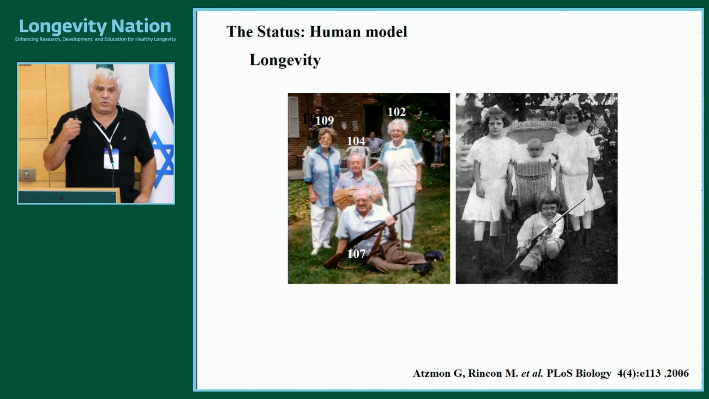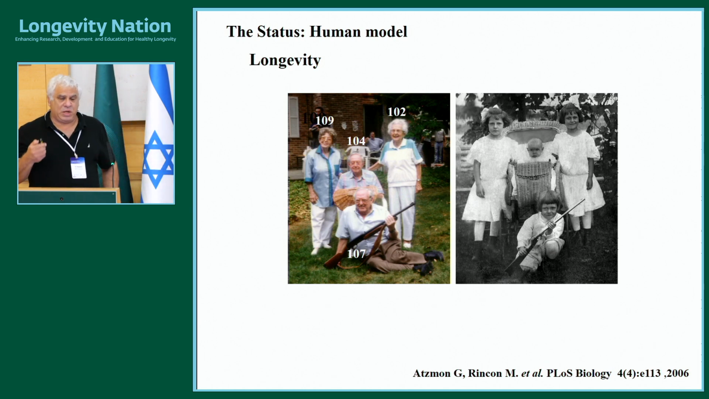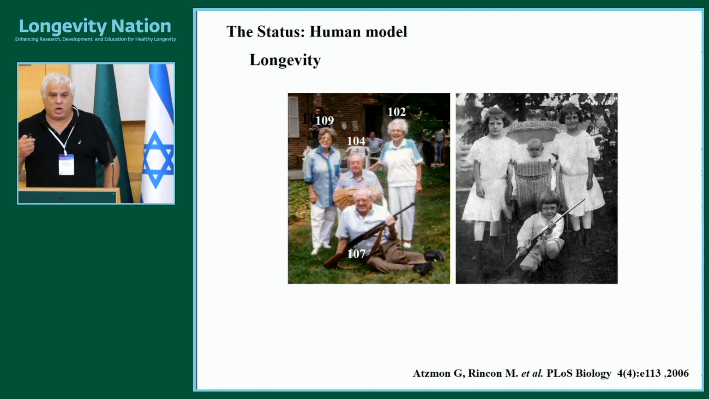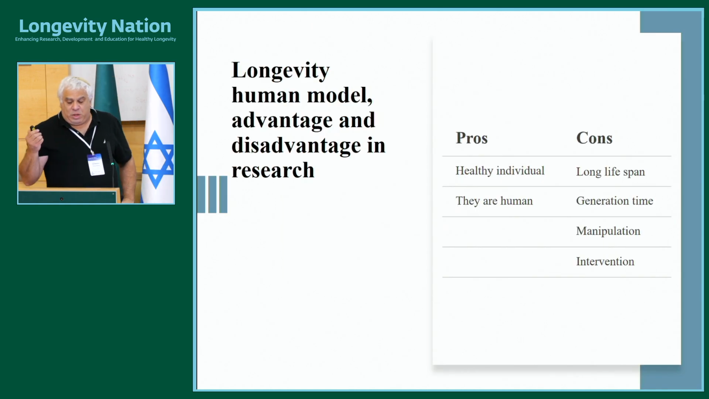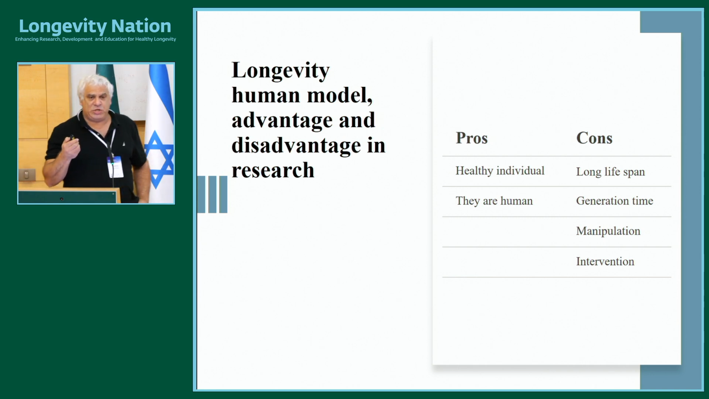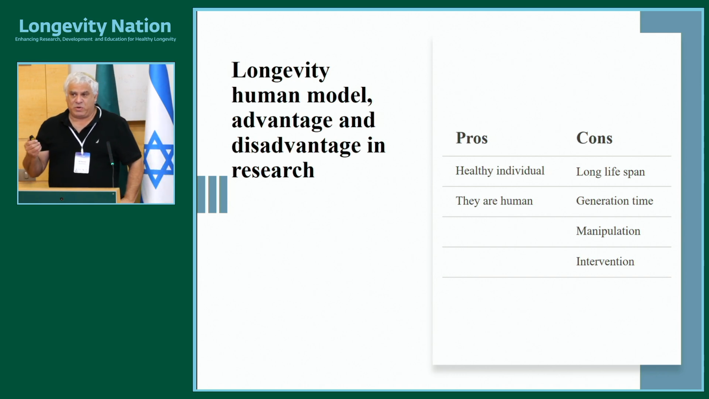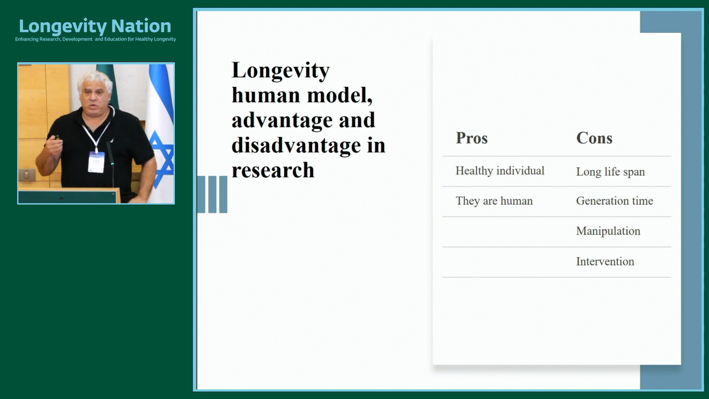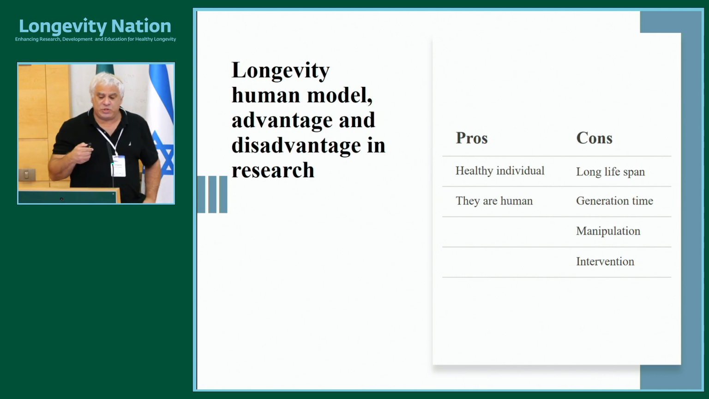So let's go to longevity, the people who lived to 100 plus. Those are the right model to study healthy aging because they are healthy people and they present the trait that we look for. However, they have long lifetimes, so in order to capture what changes, you have to live the same amount of years as they do. Generation time is very long. You cannot do manipulation and you cannot do intervention. However, they are human.